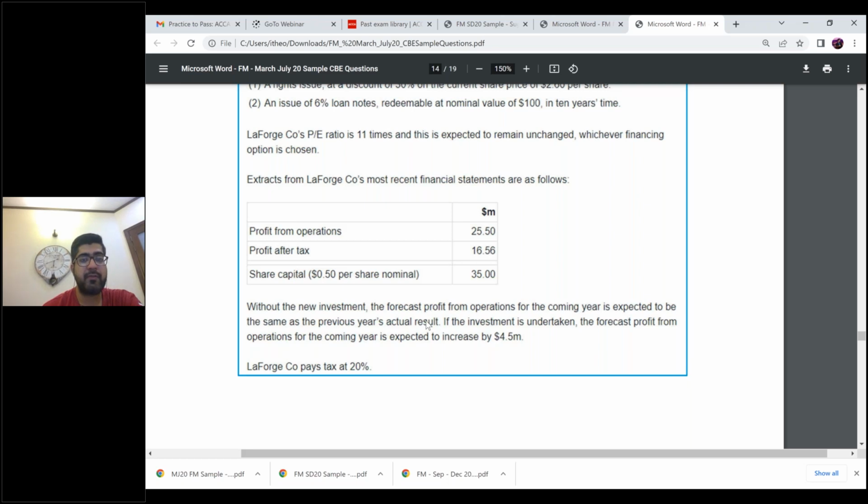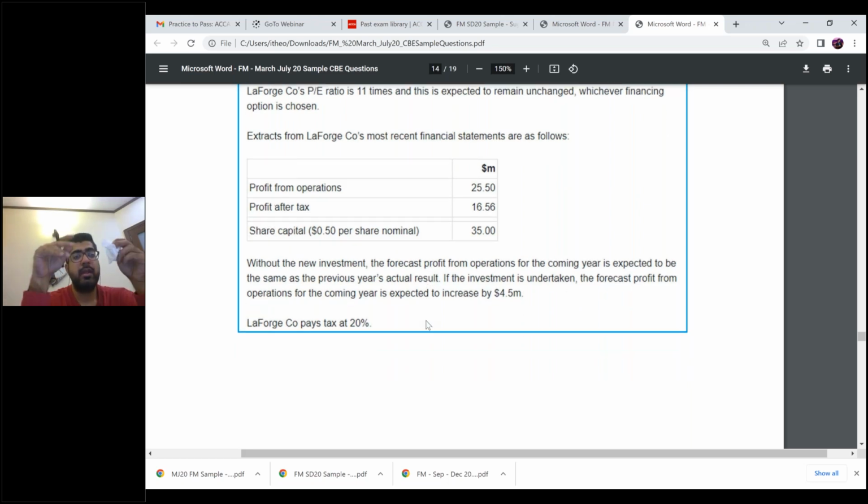So I've been given extracts from the most recent financial statements. Profit from operations is 25.5 million. The PAT is 16.56 million. Share capital at 0.5 per share is 35 million. Without the new investment, the forecast profit from operations for the coming year is expected to be the same as the previous year's actual result. If the investment is undertaken, the forecast profit from operations is expected to increase by 4.5.